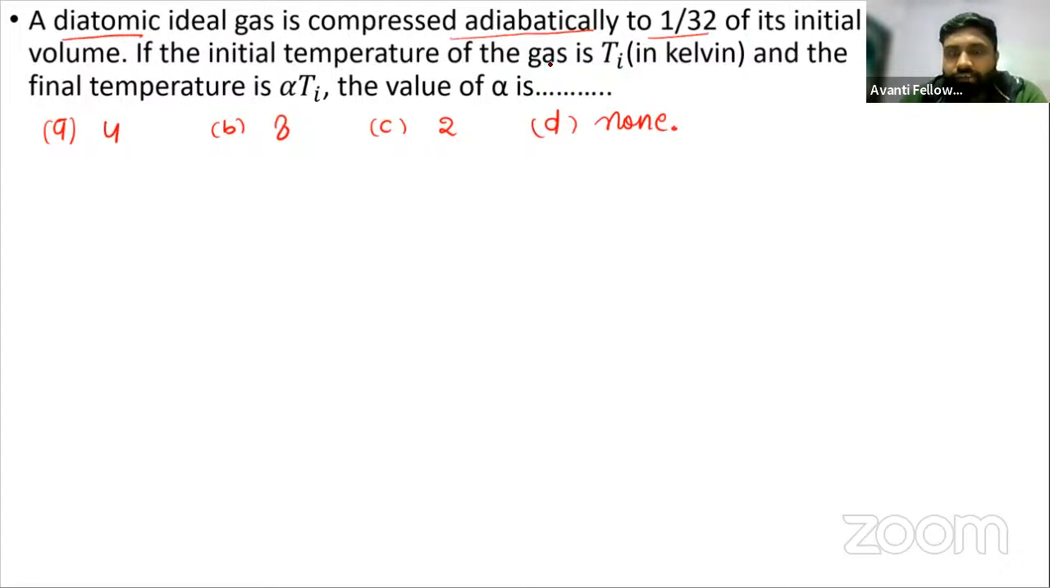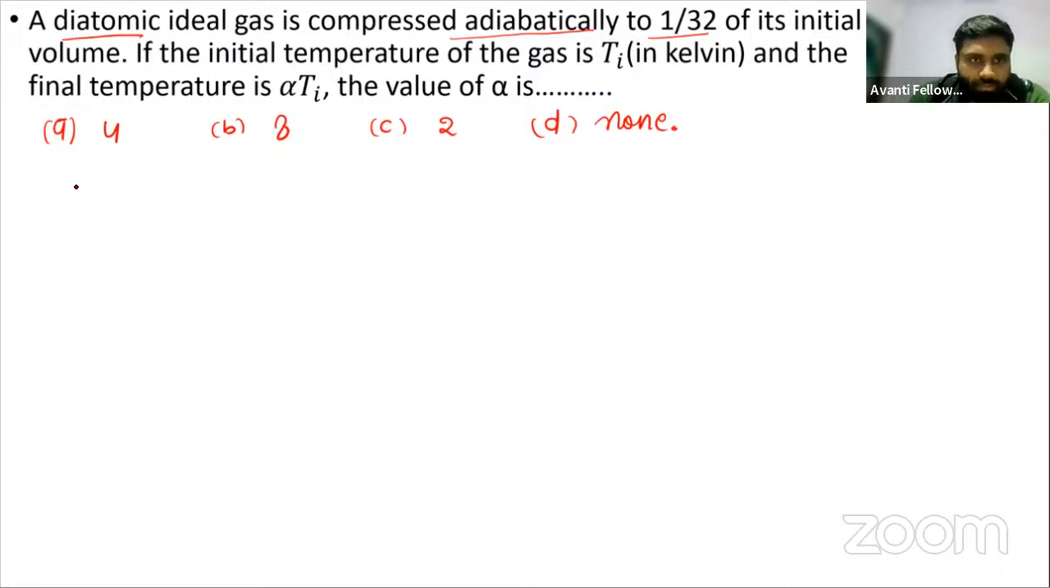Now the initial temperature of the gas is Ti and the final temperature is somehow alpha Ti. So we have to find out the value of alpha. Here, the relation between temperature and volume is directly given to you. You need to establish a relation between temperature and volume.